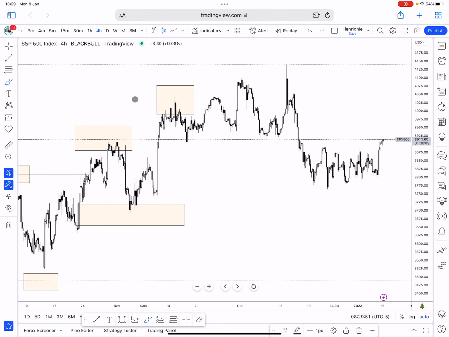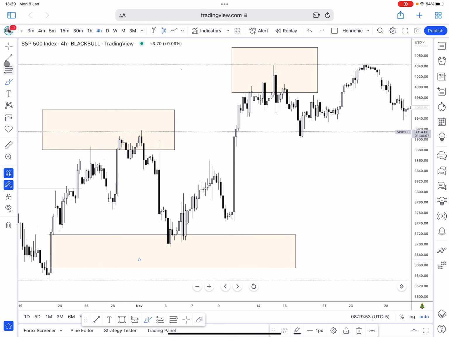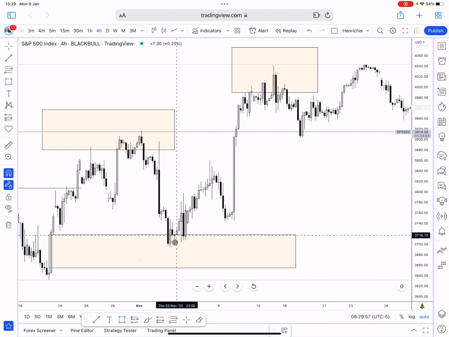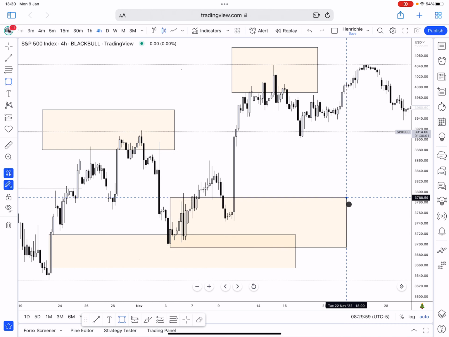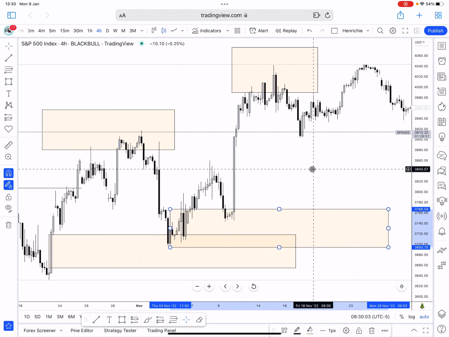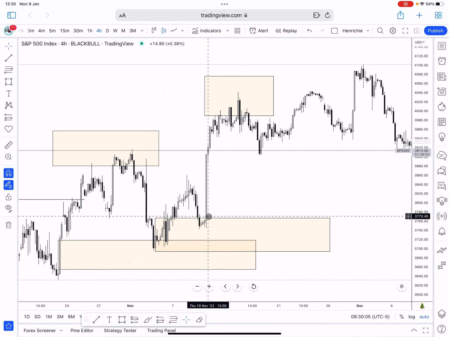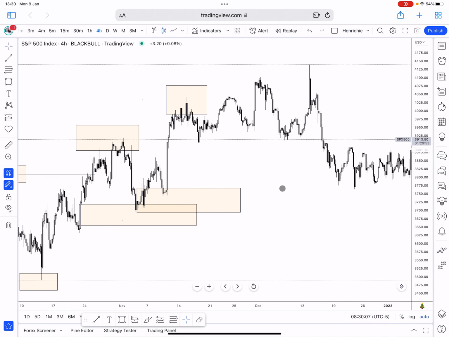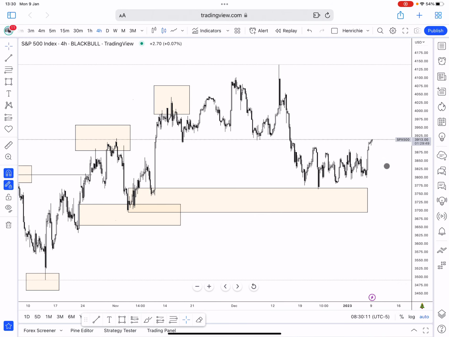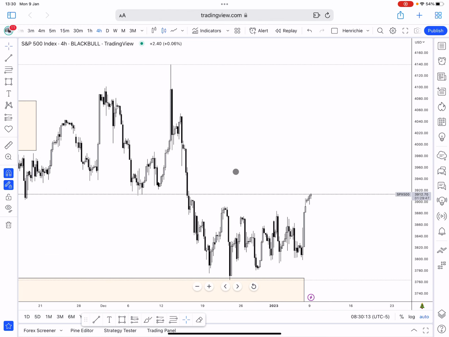Now, what do I do from here? I'm going to mark my point of interest from this low to here. I would want to see price fill this imbalance. And as you can see, price filled the imbalance. This is a high.